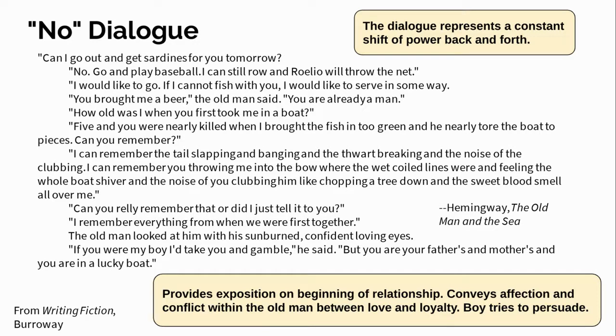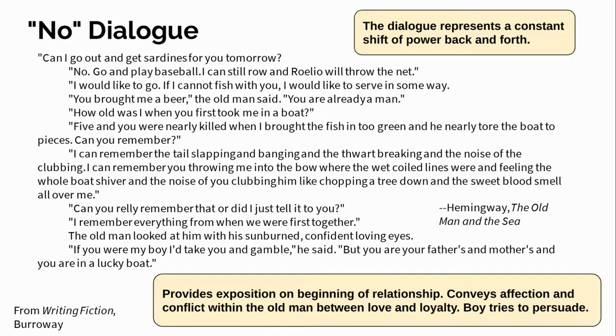I remember everything from when we were first together. The old man looked at him with his sunburned, confident, loving eyes. If you were my boy, I'd take you and gamble, he said, but you are your father's and mother's, and you are in a lucky boat.